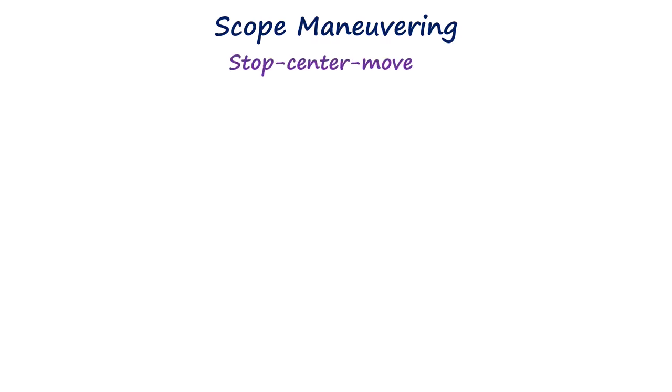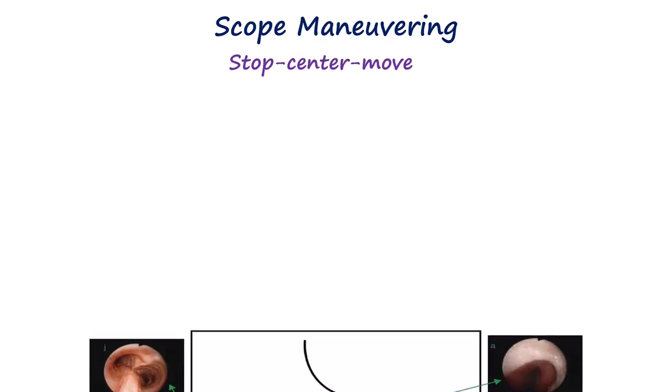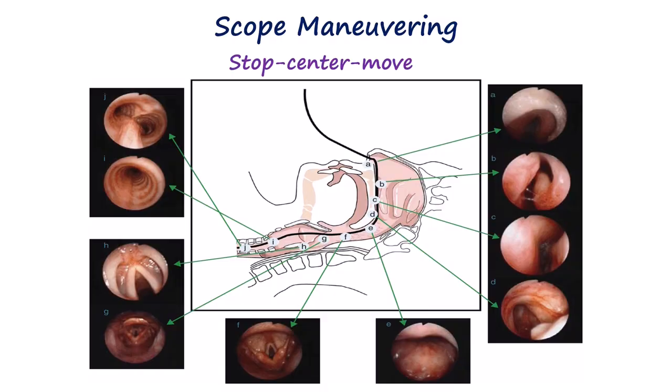Successful maneuvering of the endoscope relies on the three-step rule: stop, center, and move. Once the scope has entered the airway, it is important to stop and identify the target before proceeding. After identifying the target, it should be brought to the center of the field of view using the three basic scope movements, and the scope should not be advanced until this is achieved. Only when the target is centered should the scope be advanced, and if the target moves out of the center, the process of stopping, centering, and moving should be repeated.